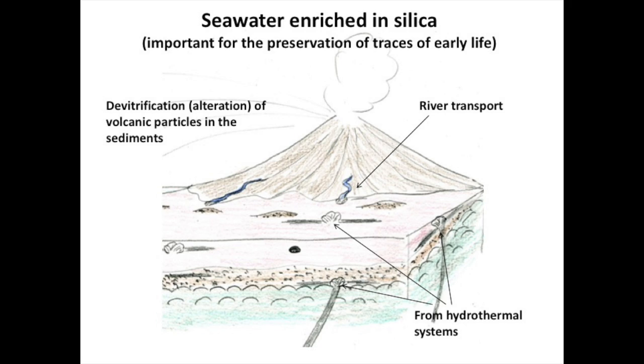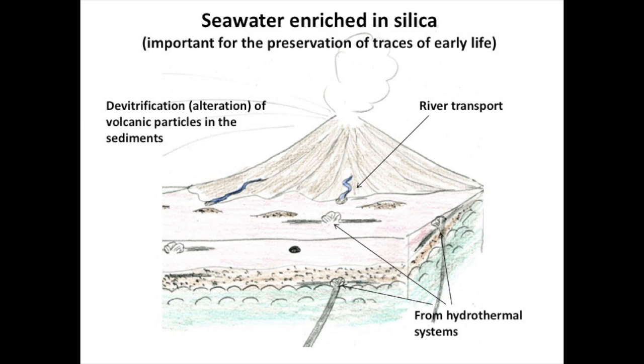Okay, I want to say a little bit about the chemical composition of the seawater. The early seawaters were supersaturated in silica, and there are a number of sources of silica at that time. Silica would have been in the river waters from alteration of the volcanic rocks exposed. Silica would have come from being brought up by the fluids from the hydrothermal systems, and they were very common. And silica would also have been produced by alteration of the volcanic sediments in water.